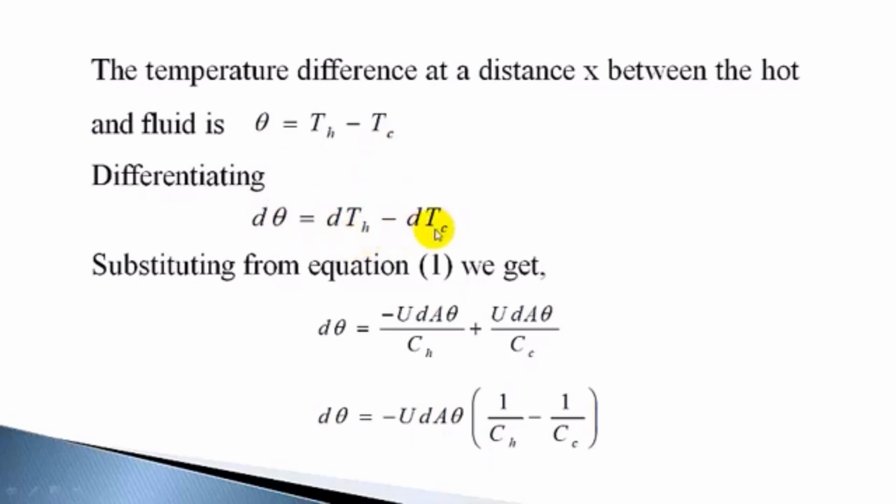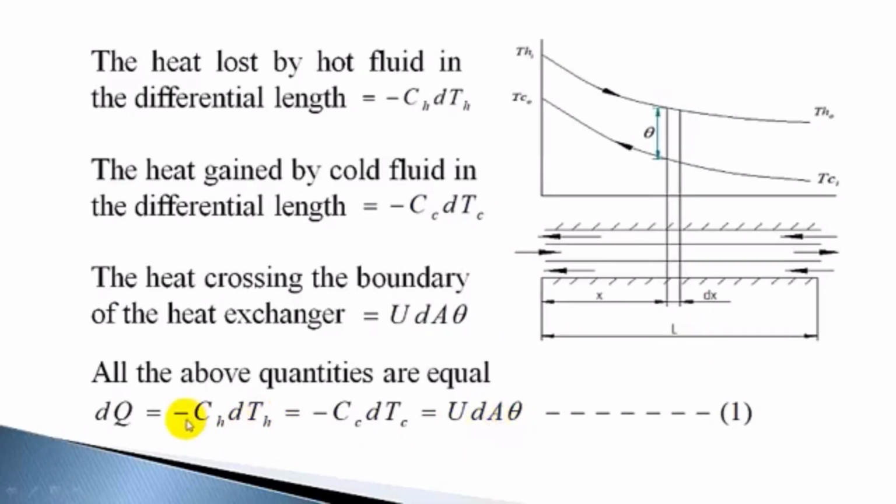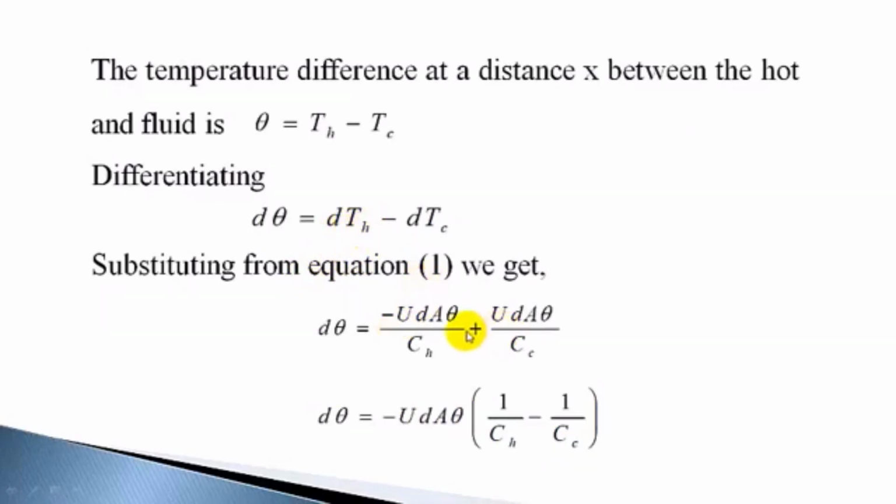Now let us replace dTh and dTc from equation 1 on the previous slide. dTh is U dA theta by minus Ch, and dTc is U dA theta by minus Cc. So minus of minus will make plus. Now you can take minus U dA theta outside, so you get 1 by Ch and minus 1 by Cc. So you are getting d theta as minus U dA theta into 1 by Ch minus 1 by Cc.